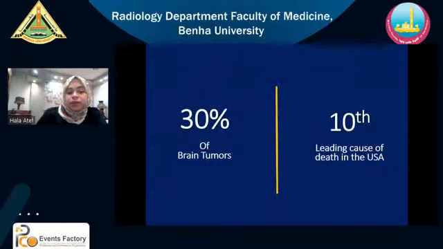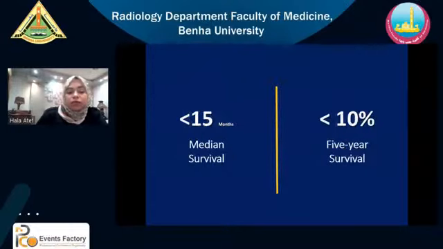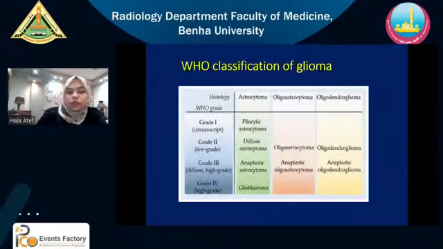It represents 30% of brain tumors. It is the 10th leading cancer cause of death in the USA. It has a median survival of less than 15 months, and its 5-year survival rate is less than 10%. The WHO classification of glioma includes grades 1 and 2, which are considered low-grade glioma, and grades 3 and 4, which are considered high-grade glioma.